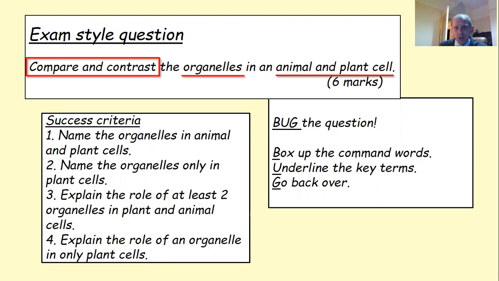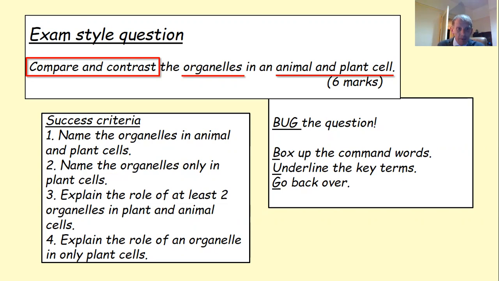So compare and contrast means you're looking for the similarities and the differences in the organelles between animal and plant cells. That's what this question's asking you. Similarities and differences in the organelles between animal and plant cells. So I would say what you would need to do to ensure you're getting the right mark is look firstly for the similarities.